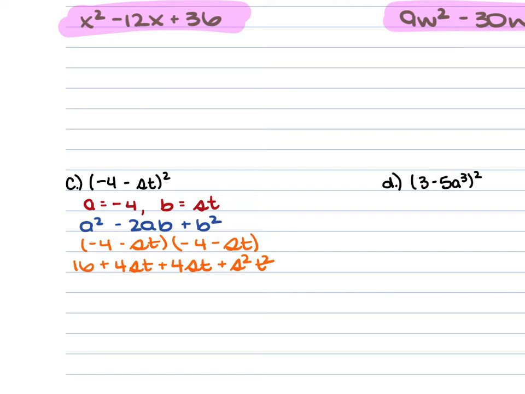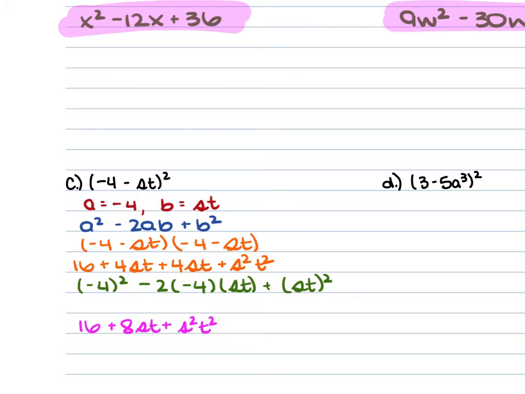So if we were to plug these in, we would have that negative 4 squared minus 2 times negative 4 times st plus st squared. So ultimately this entire thing is going to give us 16 plus 8st plus s squared t squared.